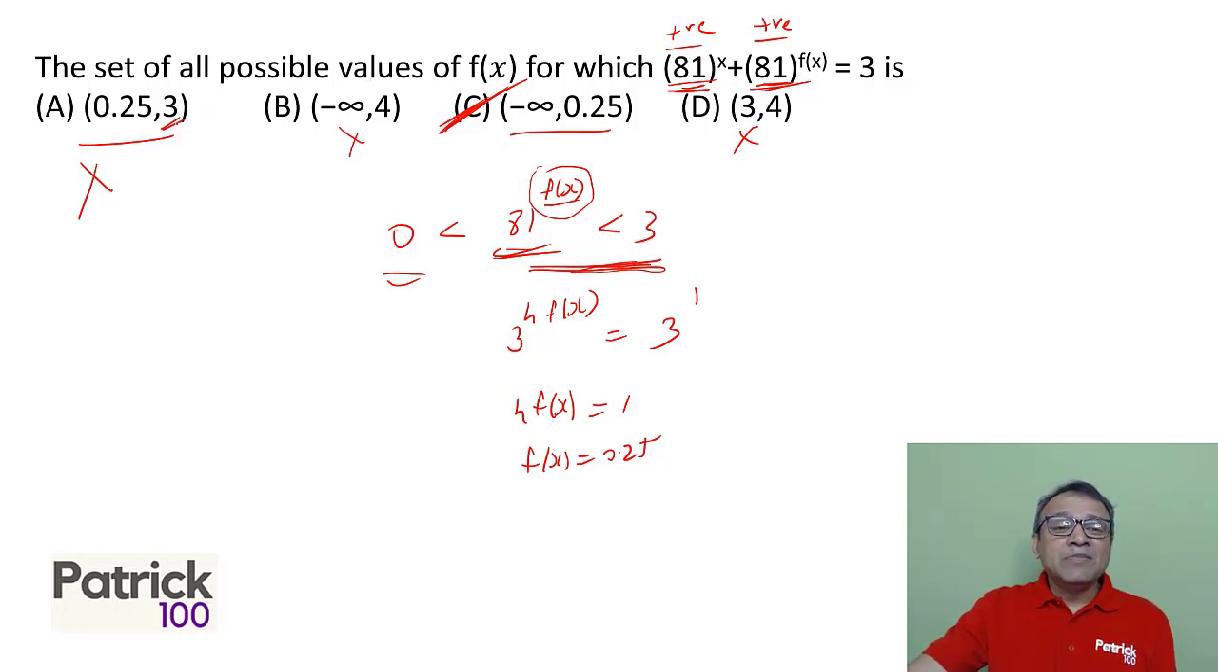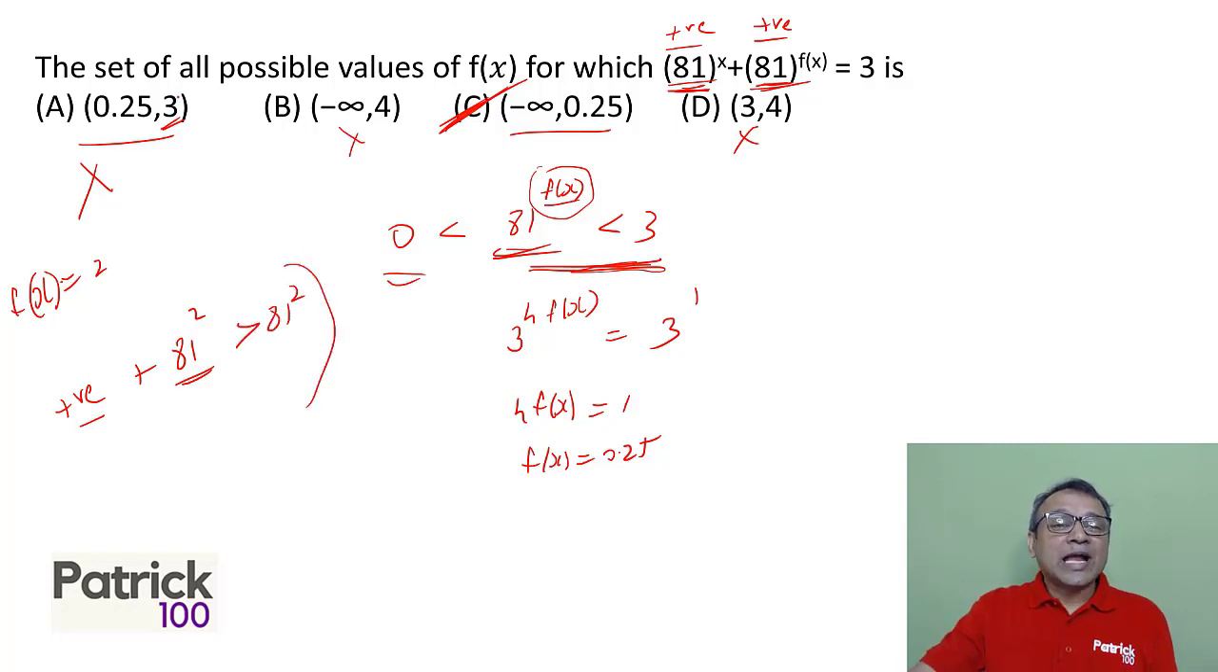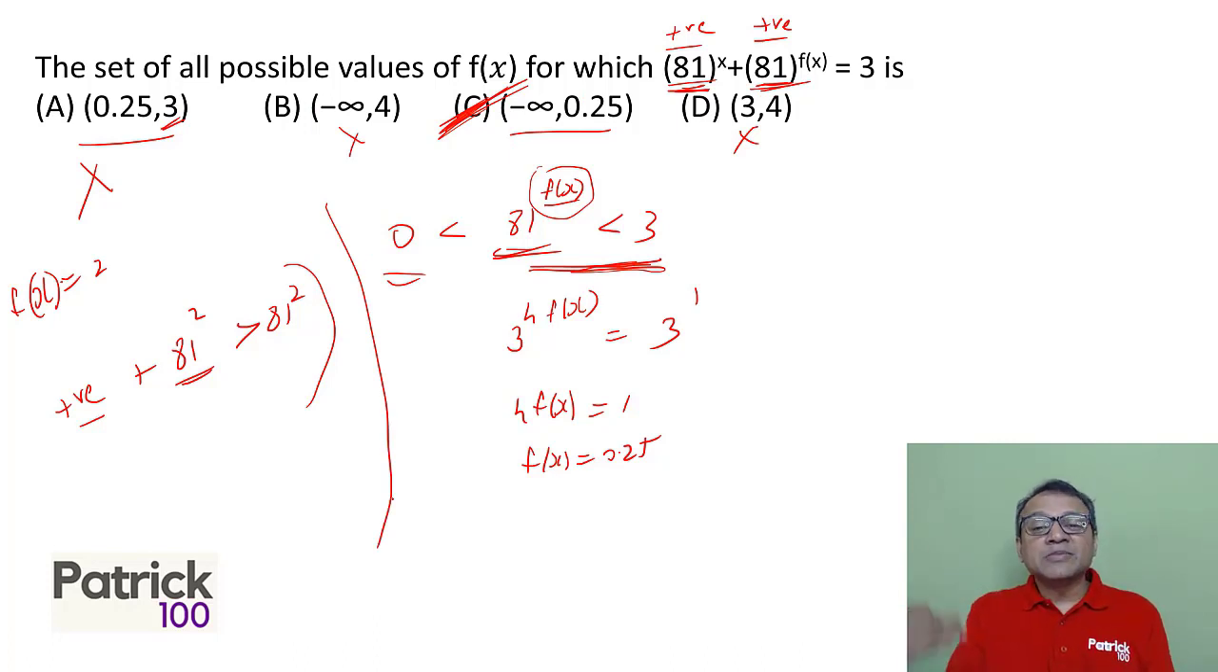With that basis, you can eliminate A, B and D, because the moment you put f(x) as 2, what does it become? 81 squared. 81 squared plus whatever positive value will definitely be more than 81 squared. Cannot be the answer. So you can eliminate A, B and D options, and directly you get the answer C. You don't even have to do these calculations. If you understand the fundamentals, it becomes easier to solve. You need to understand the basic fundamentals, and the moment you do, you can solve it quickly.